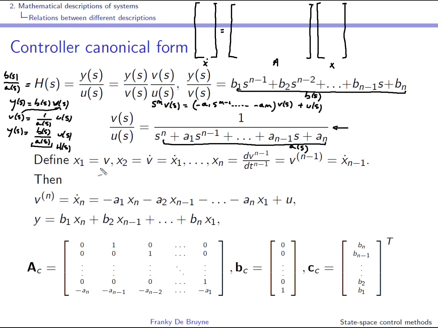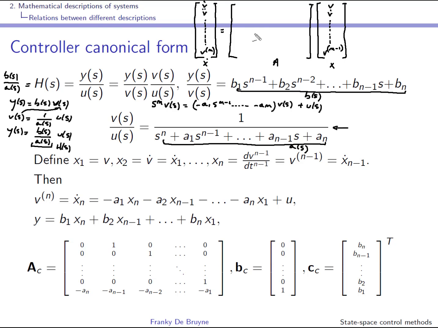And as stated here, x will be the signal v. This is x1, x2 will be v dot, and xn will be the n minus 1 derivative of v. Okay, so obviously x dot will be v dot, v double dot, up to the nth derivative of v, right?